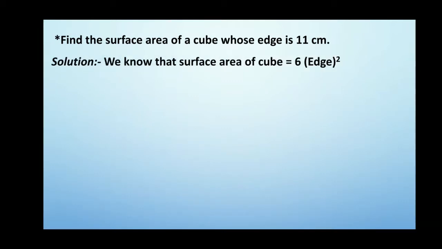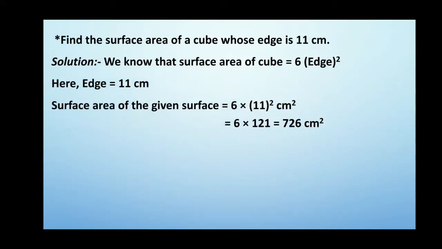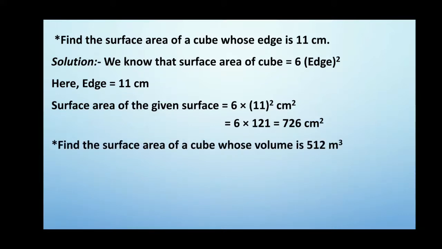Find the surface area of a cube whose edge is 11 centimeter. Since we know that the surface area of the cube is 6 into side square, and here the side is 11 centimeter, the surface area of the cube is equal to 6 into 11 square centimeter square, or 6 into 121. It means 726 centimeter square. Another example related to this question.